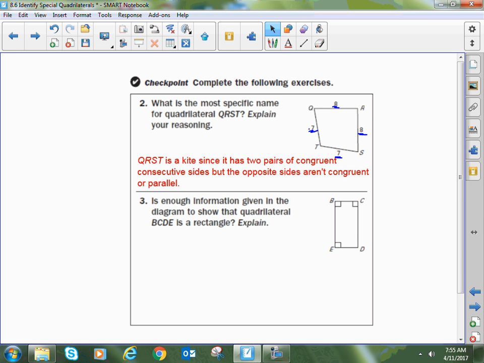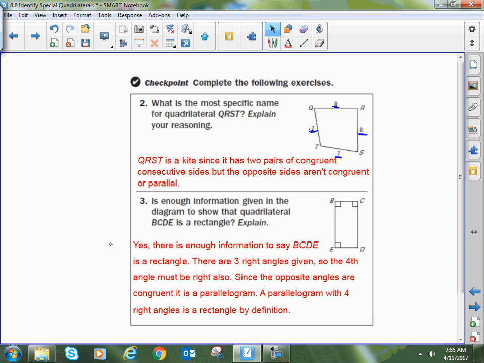Alright, so is there enough information to justify that here we have a rectangle? Well, in this case, I would be able to say yes, there is, because out of the quadrilateral having 360 degrees, I got 90, 90, 90, so that would be 270. So that means this angle here must also be 90 for the total of 360. Because the opposite angles are congruent to each other, it's a parallelogram. And because the parallelogram has right angles inside of it, then it must be a rectangle.